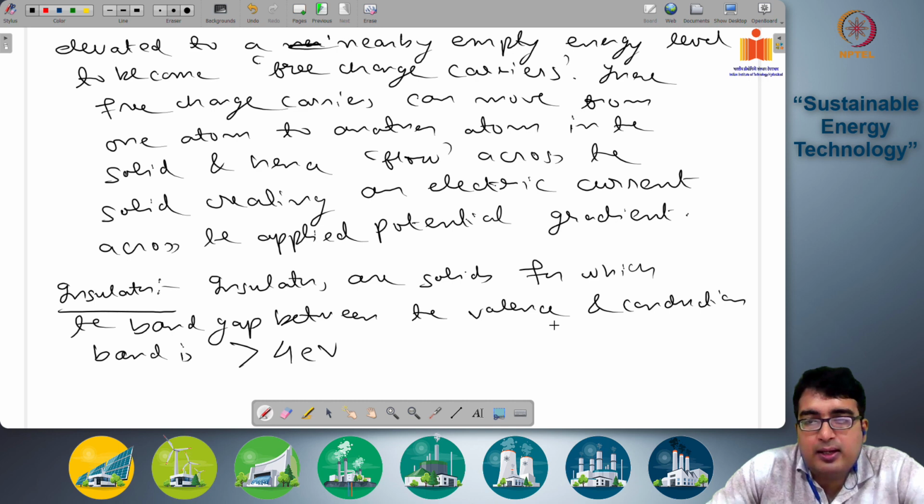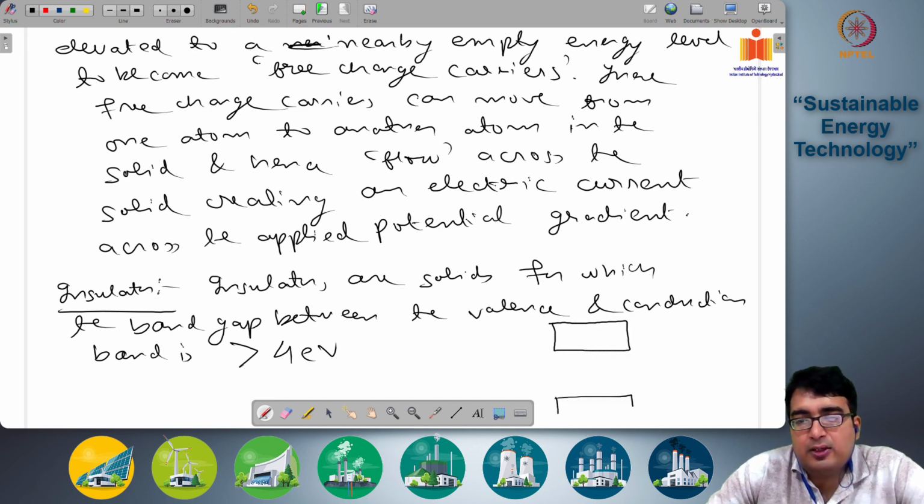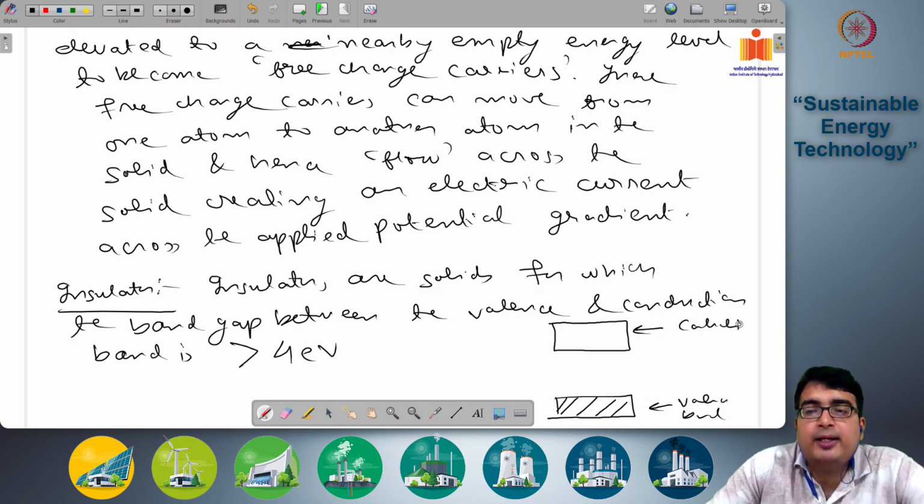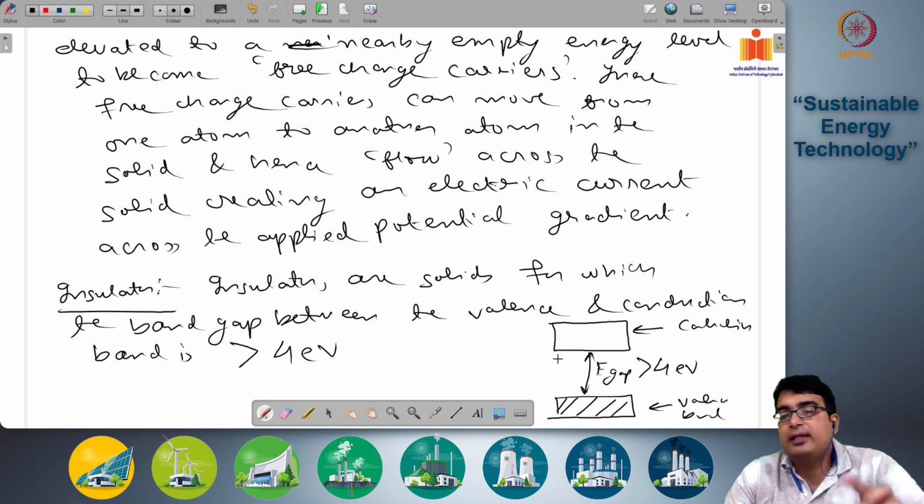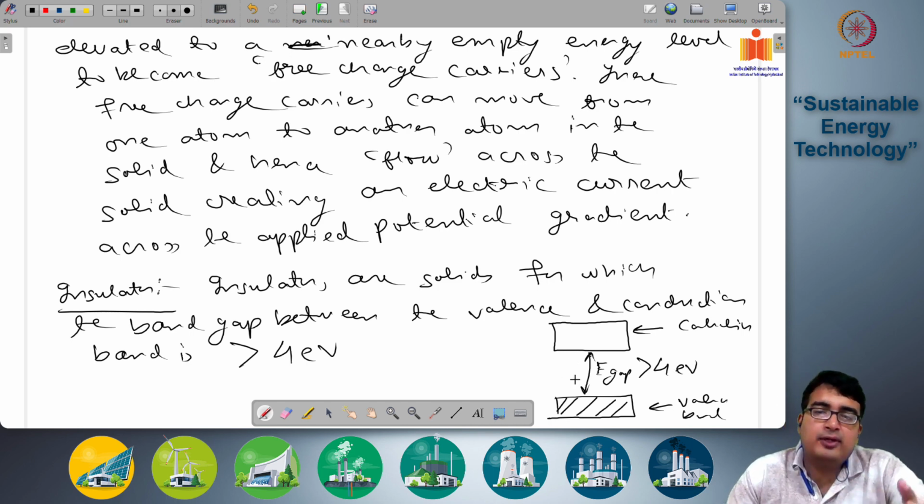Okay, so here this is your valence band and this is your conduction band. Sorry, this is your valence band which is completely filled with electrons, and this is your conduction band. They are very far apart and the distance between them, E gap, is greater than 4 electron volts, which is a large energy gap with respect to atoms.